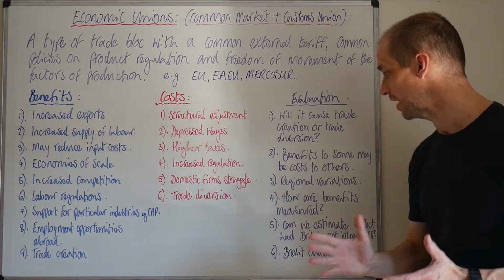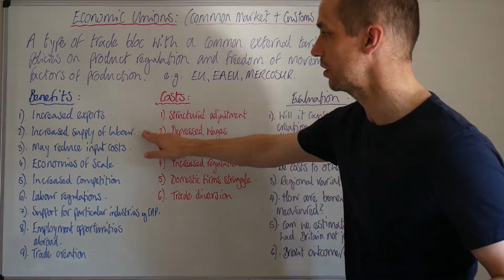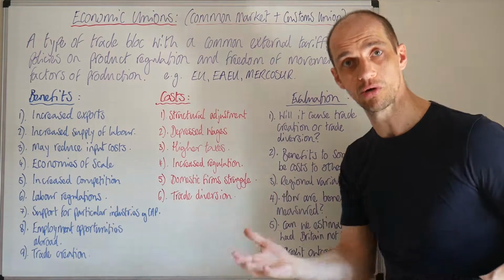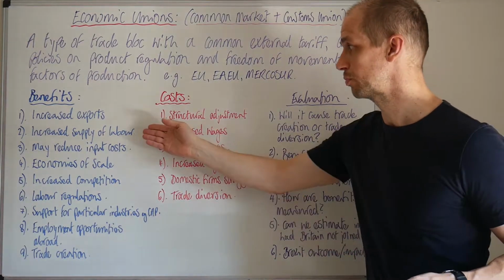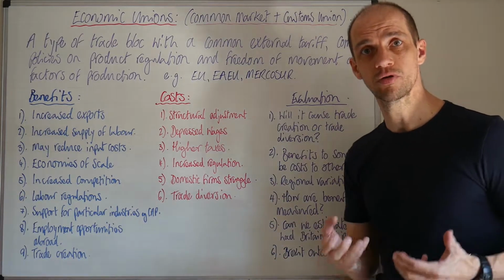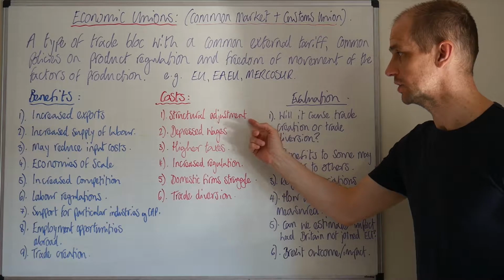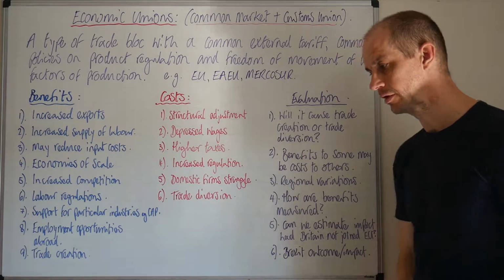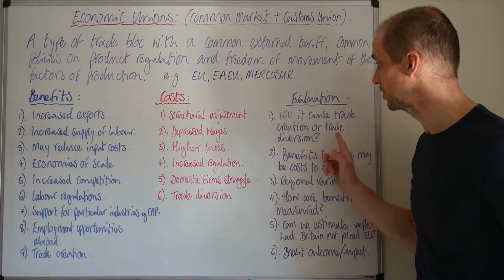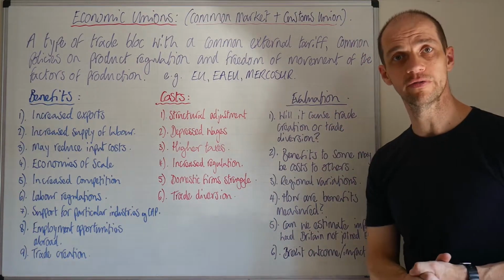Number two, benefits to some, maybe costs to others. So we can see that this increased supply of labour may help to actually reduce costs for agricultural producers, but that could also cause other problems such as increased unemployment and structural unemployment. Okay, so first evaluative point, will it cause trade creation or trade diversion?